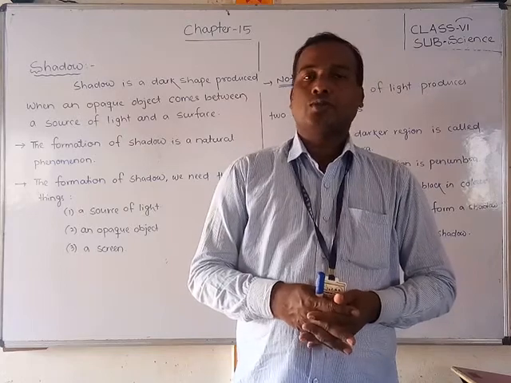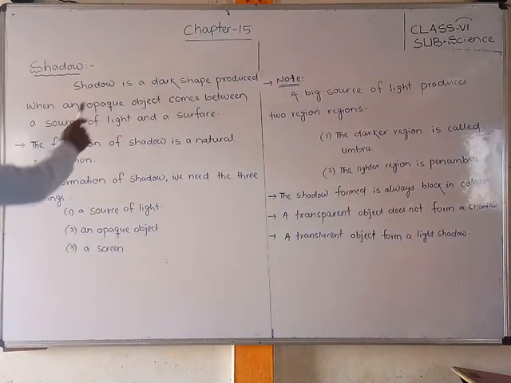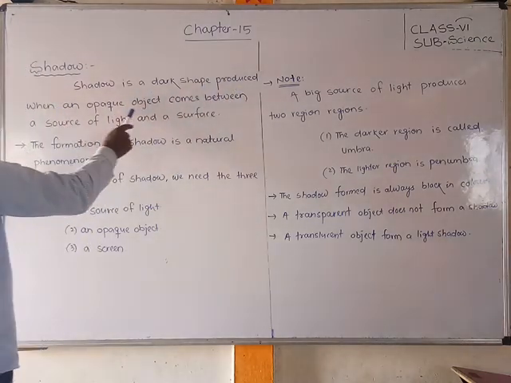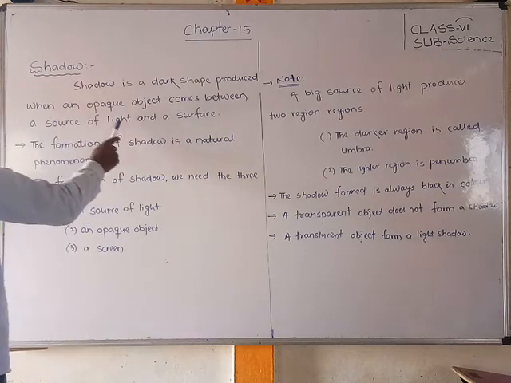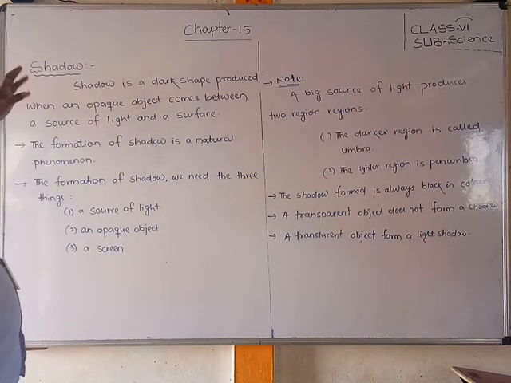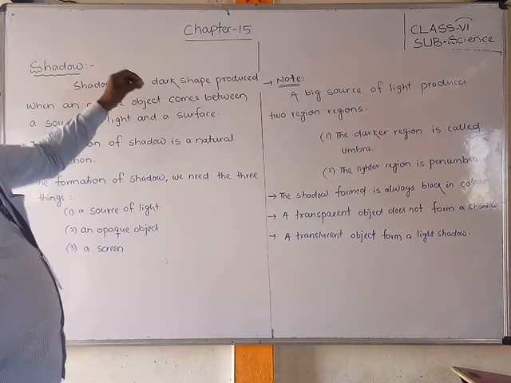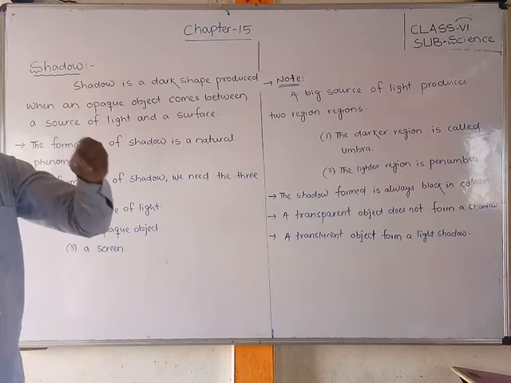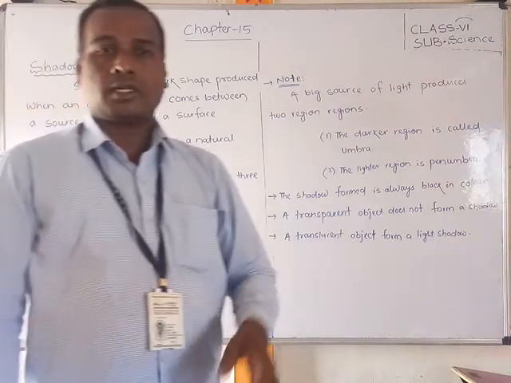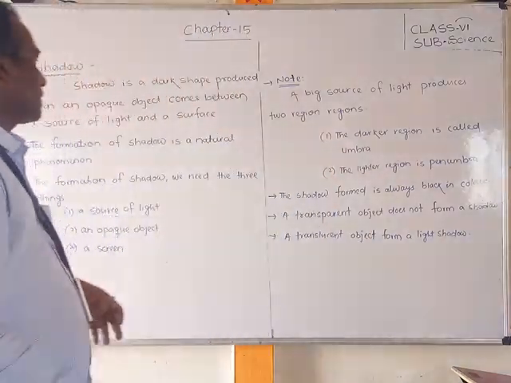Now we are going to discuss this thoroughly, and you should write the notes also. See, first, shadow. A shadow is a dark shape produced when an opaque object comes between the source of light and the surface. Dark means the place where the light does not fall, so light cannot fall directly on that surface.